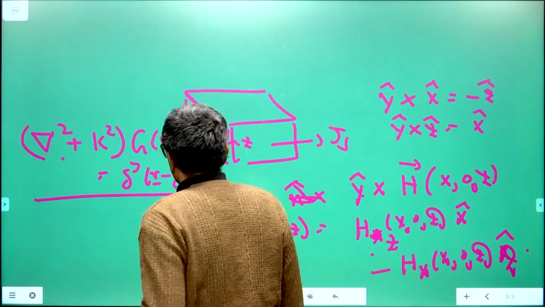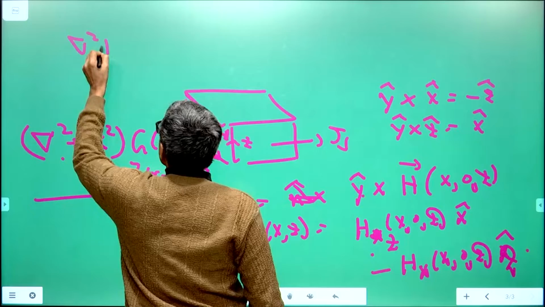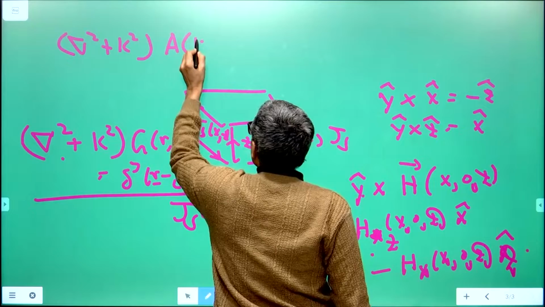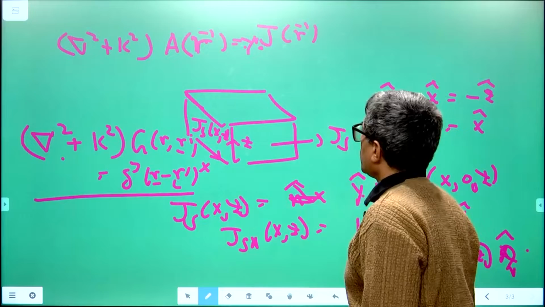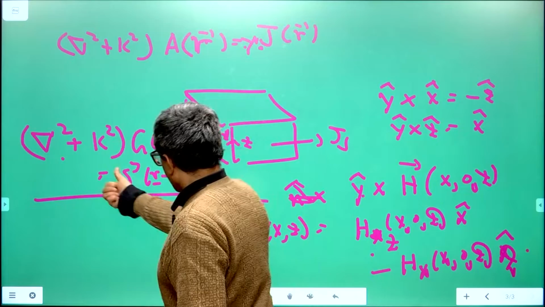So, in particular, if you look at the equation (del square plus k square) acting on the vector potential A at r is equal to minus mu naught J at r. This is the equation satisfied by the vector potential with a given boundary condition, and this is the equation satisfied by the Green's function of the Helmholtz equation with the same boundary condition, say the Dirichlet boundary condition or the Neumann condition.